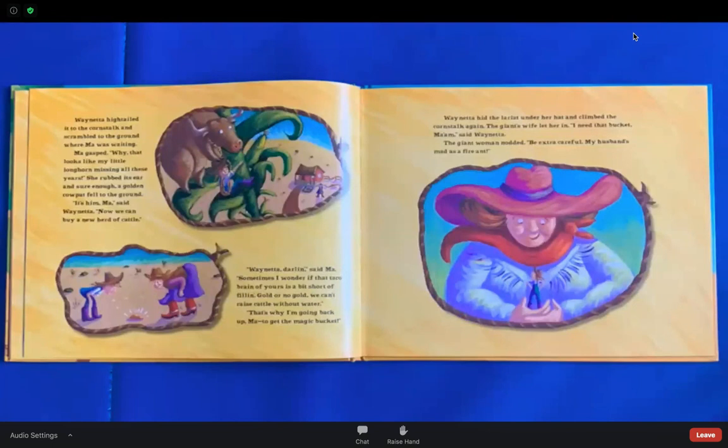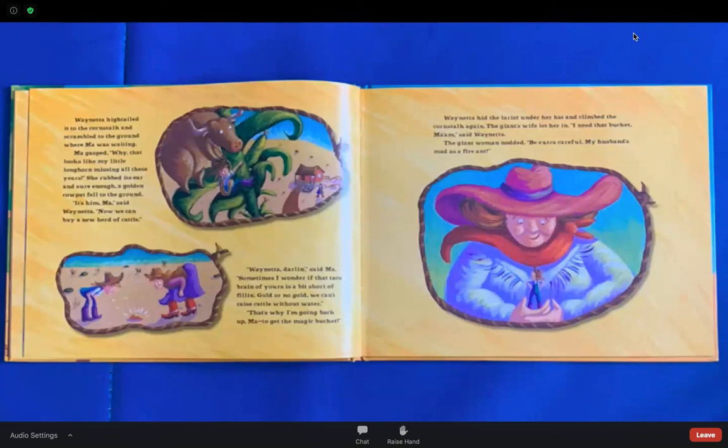Whenetta hightailed it to the cornstalk and scrambled to the ground where Ma was waiting. Ma gasped, "Why, that looks like my little longhorn missing all these years." She rubbed its ear, and sure enough, a golden cowpat fell to the ground. "It's him, Ma," she said. "Now we can buy a new herd of cattle."